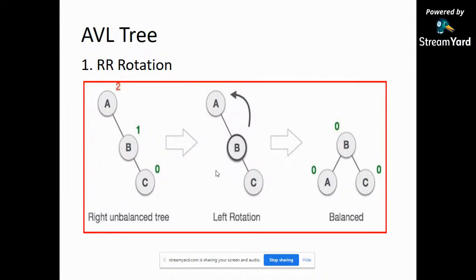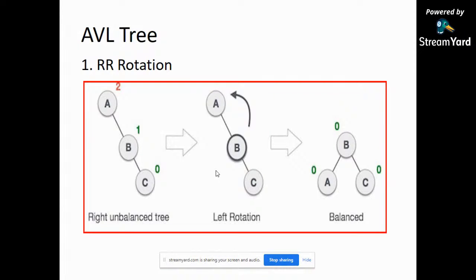Now we'll see the rotations one by one. The first two rotations, LL and RR, are single rotations, and the next two rotations, LR and RL, are double rotations. For a tree to be unbalanced, the minimum height must be at least 2. Now we'll see each rotation.